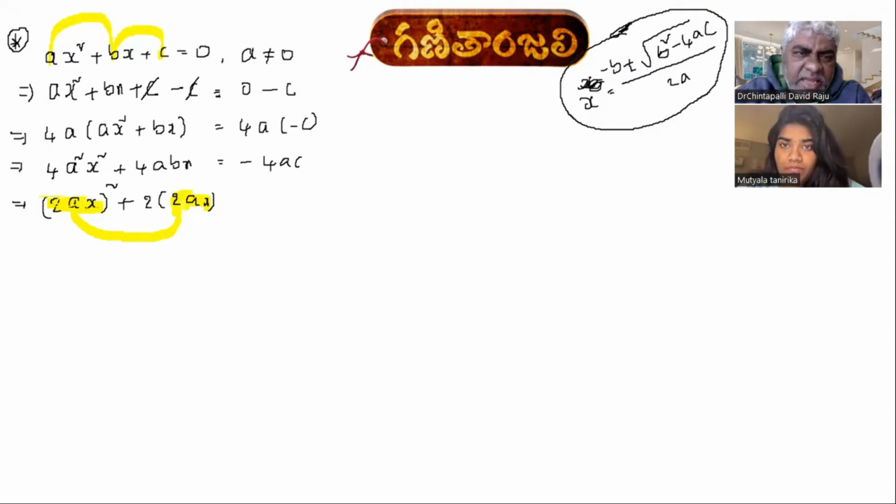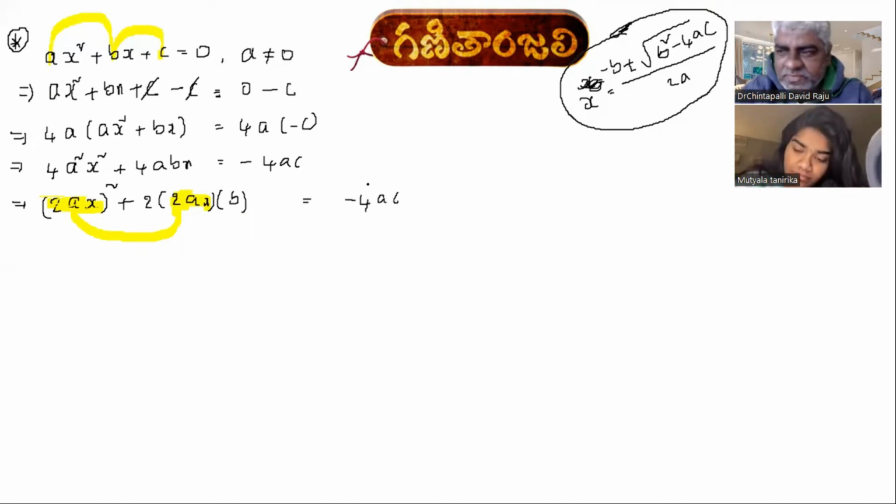So 4abx is expressed as 2 into 2ax into b. Now it is equal to 4abx, right? Yes. And that is minus 4ac. You know the a plus b whole square formula? Yes, sir. a square plus 2ab plus b square. When we remember that formula, this is a square. What is a here? 2ax. Then 2ab, see, matching. What is b here? b only. Yes, sir.